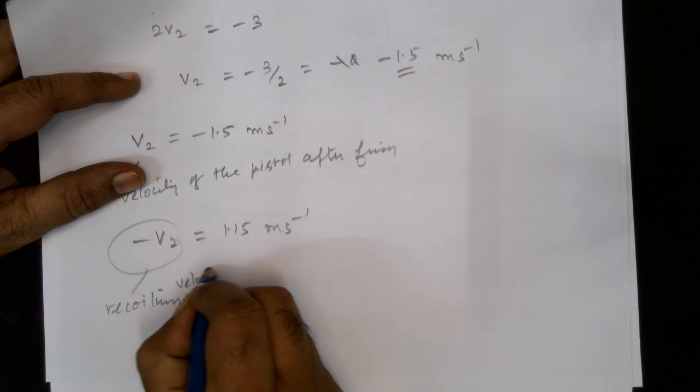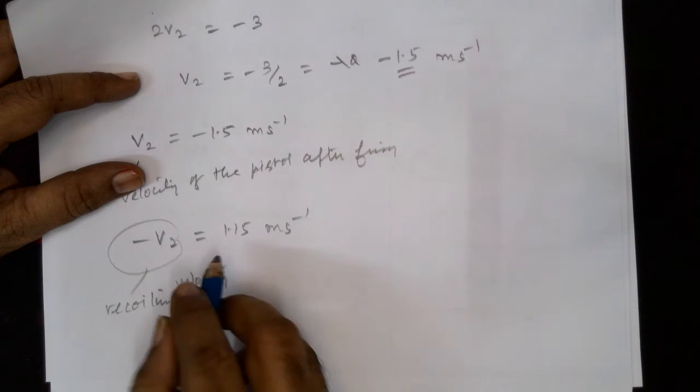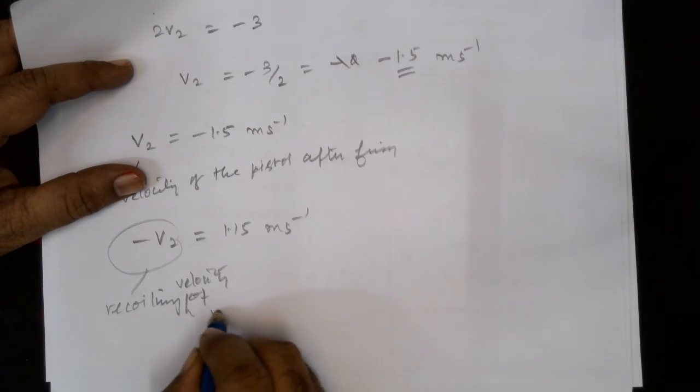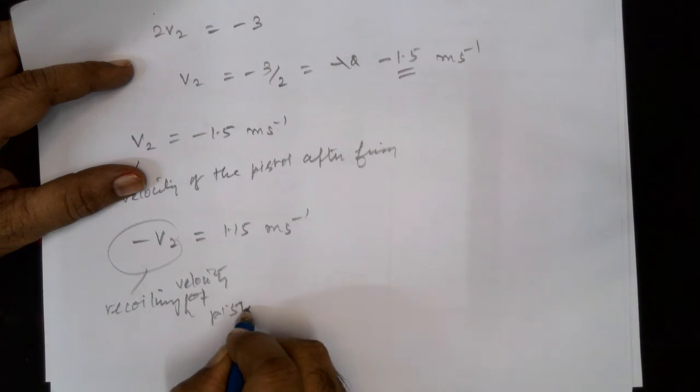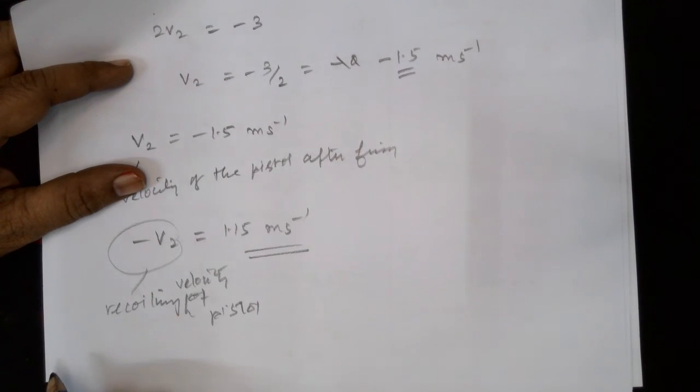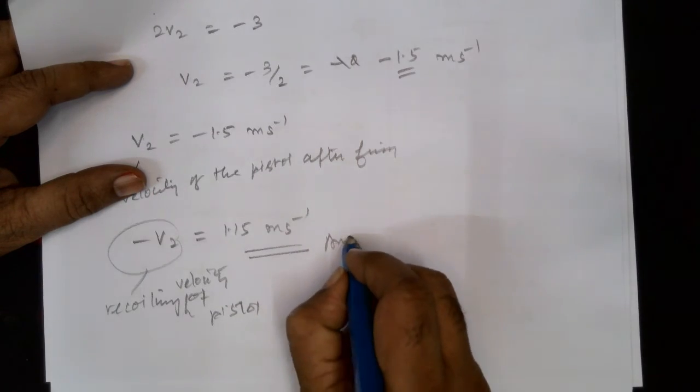So recoiling velocity of the pistol. Are you able to follow? That is in the opposite direction. So you need not put minus 1 second because it is included here, recoiling of the pistol. Okay, so that is equal to 1.5 meter per second and this is the answer.